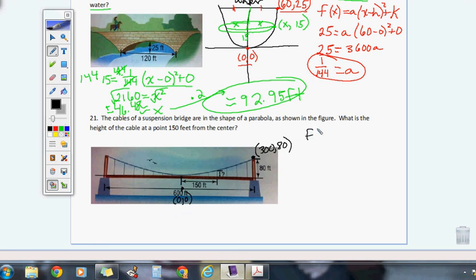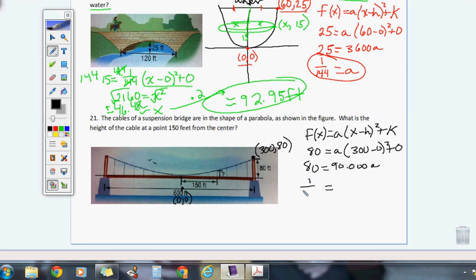So we're going to do exactly what we did on the last problem. We're going to go ahead and find the a value, starting with writing it out again. This one, vertex form. So f of x is actually 80 equals a times 300 minus 0 quantity squared plus 0. So 80 is going to be equal to 90,000 a. Divide both sides by 90,000, and that actually reduces to 1 over 1125. It really doesn't matter if you reduce or you leave it, you've got to have your a value there.